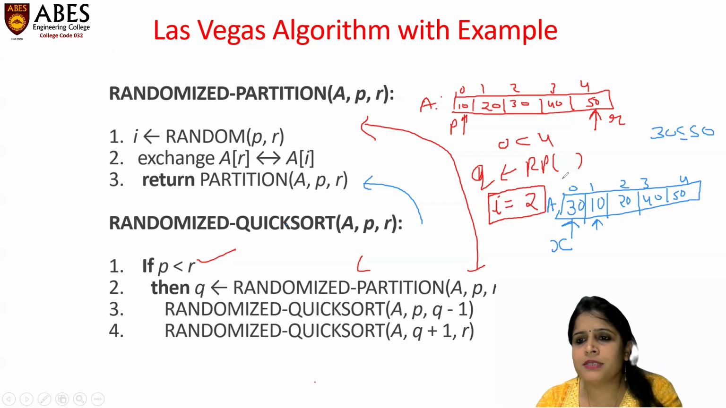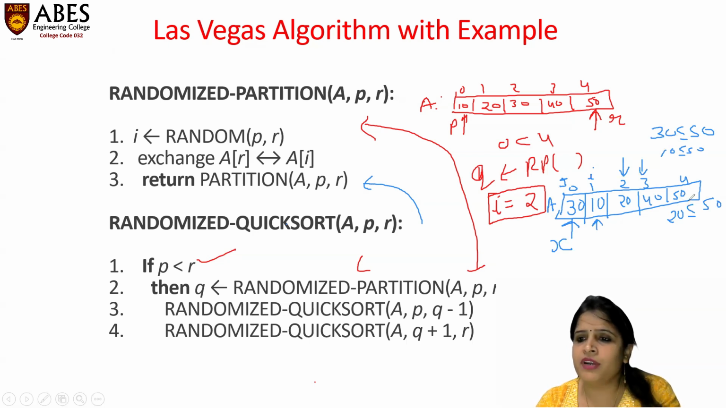This is J pointer and this is I pointer. Now we'll increment the value of I by 1. Then we'll compare: 10 is less than or equal to 50? Yes, no need to swap. Then again increment the value of I by 1. Then we'll compare: 20 is less than or equal to 50, so again no need to swap. Then we'll compare 40 is less than 50, and again no need to swap.